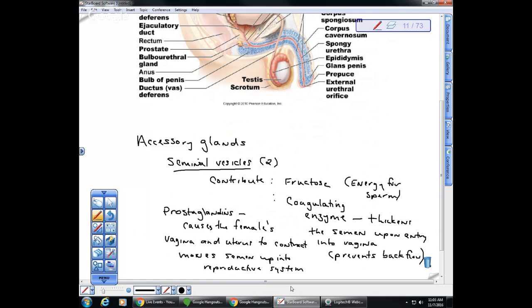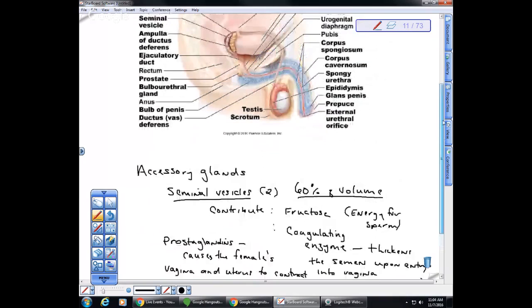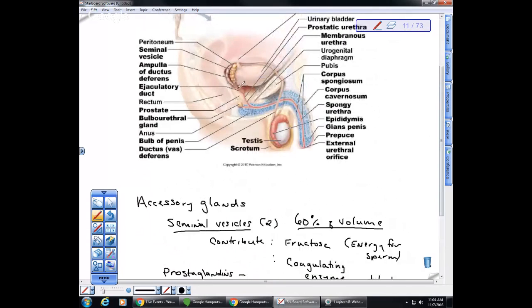Okay, so those are some things that the seminal vesicle contributes to the semen. And I have in my notes that it contributes 60% of the volume. So we'll put 60% of volume. Okay, so that's the seminal vesicle. You can see here, this is the seminal vesicle.